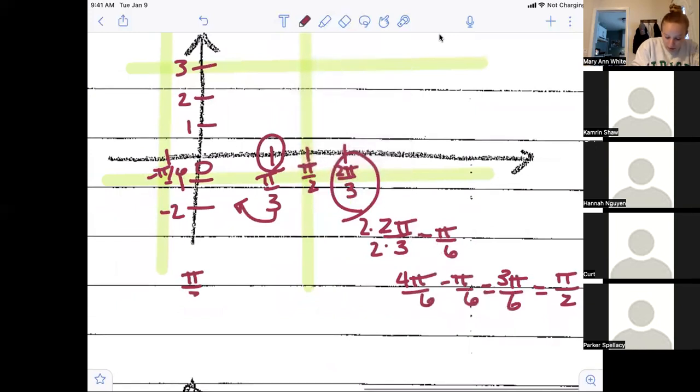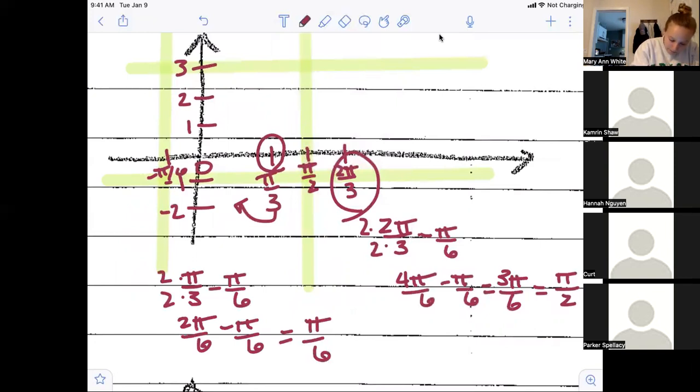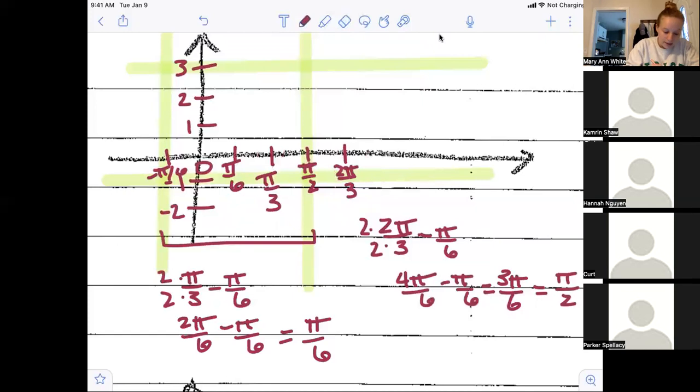So that's what I would probably do here. I'd do pi over 3 minus pi over 6, multiply by 2. That gives me 2 pi over 6 minus pi over 6. And now I'm at pi over 6. Now this is where we have to have some understanding of fractions. I technically now have all my points without doing any more math. I am going from negative pi over 6 to pi over 2.